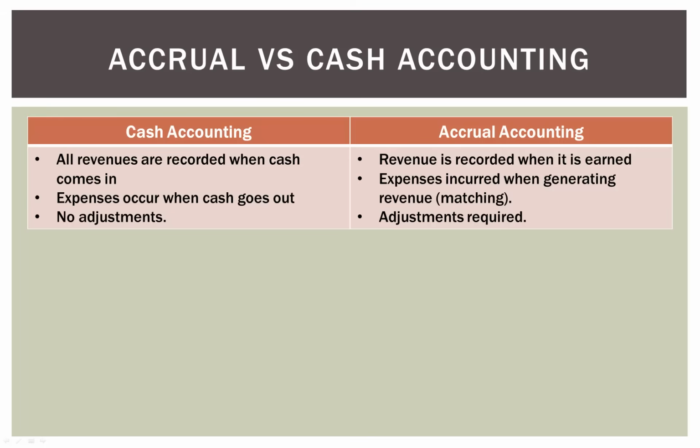Now, how about accrual accounting? Well, in this case, revenue is recorded when it is earned, not necessarily when cash comes in for it. It's when it's earned. Expenses are incurred when generating the revenue. So as we earn revenue, we match the expenses that were needed to generate that revenue. And in accrual accounting, we have to make adjustments. And in our examples, and especially in our spreadsheet, you're going to see some really good examples about how we do that.